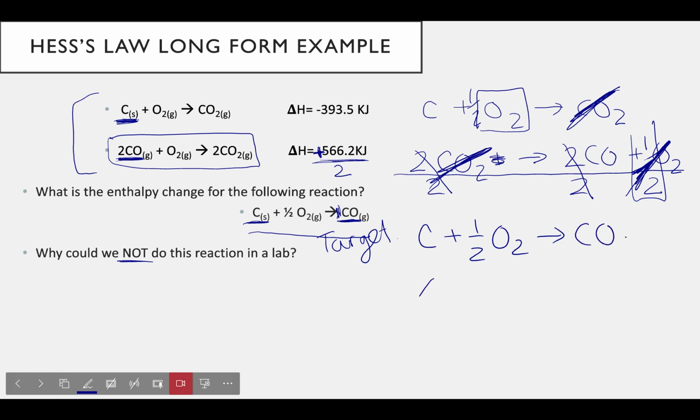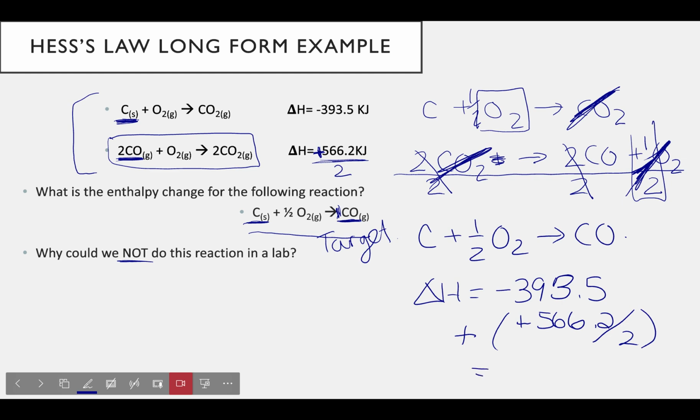And then with my delta H, I would have negative 393.5 plus positive 566.2 divided by 2. So I put that in my calculator, I would get my answer, and my unit would be in kilojoules.